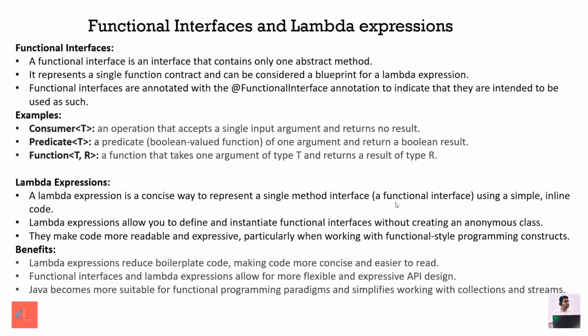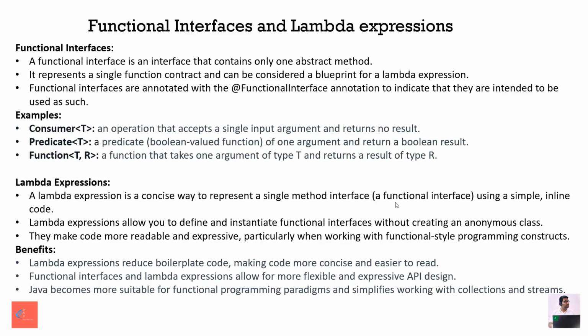Now let's talk about functional interface and lambda expression. A functional interface is an interface that contains only one abstract method. It represents a single function contract and can be considered a blueprint for a lambda expression. Functional interfaces are annotated with the @FunctionalInterface annotation to indicate that they are intended to be used as such. Remember, the annotation is not compulsory. It's just an indicator that you cannot add more abstract methods in that interface. And one abstract method is compulsory in a functional interface.